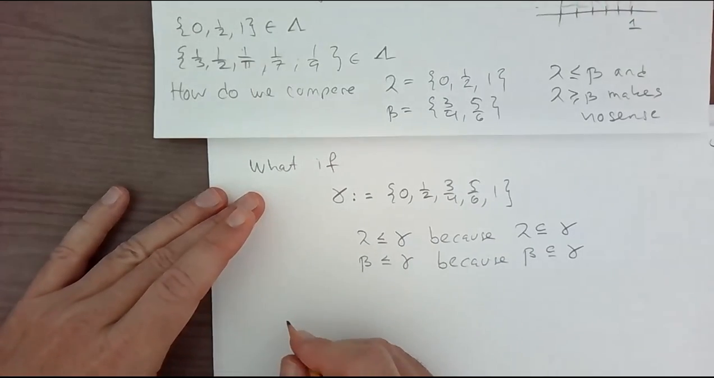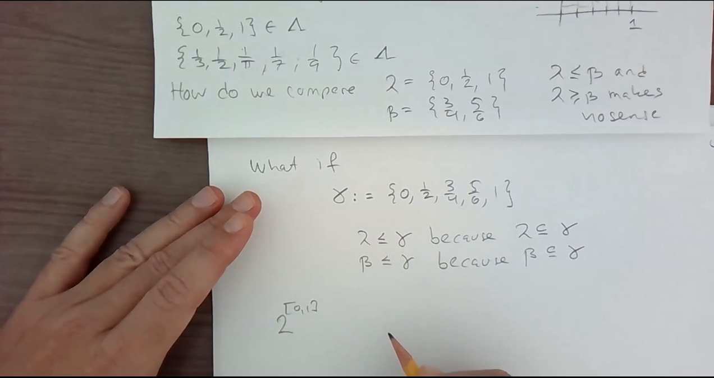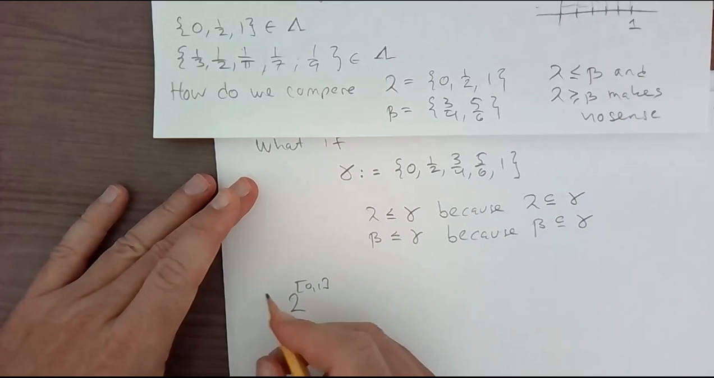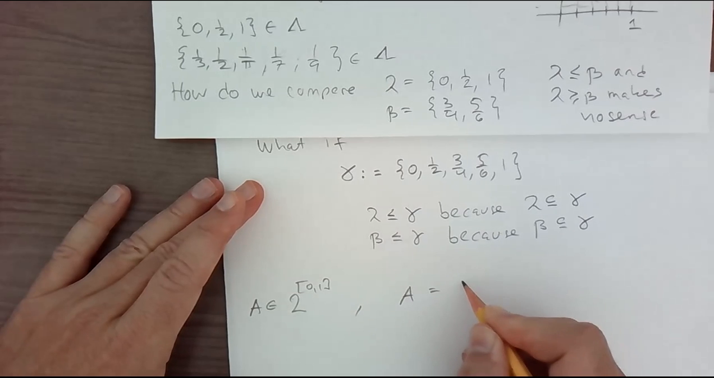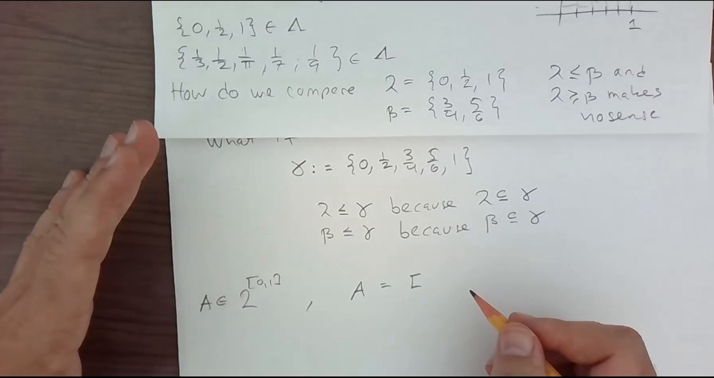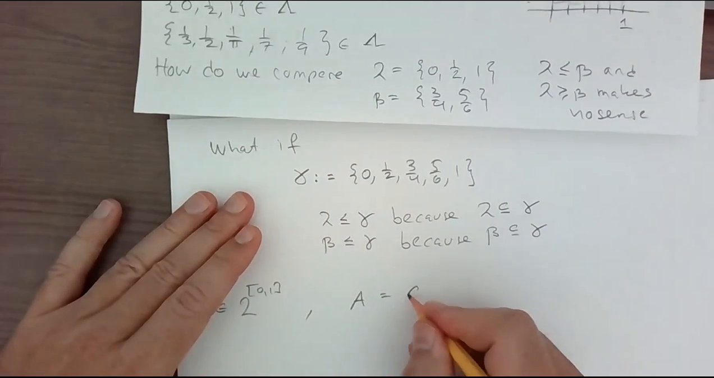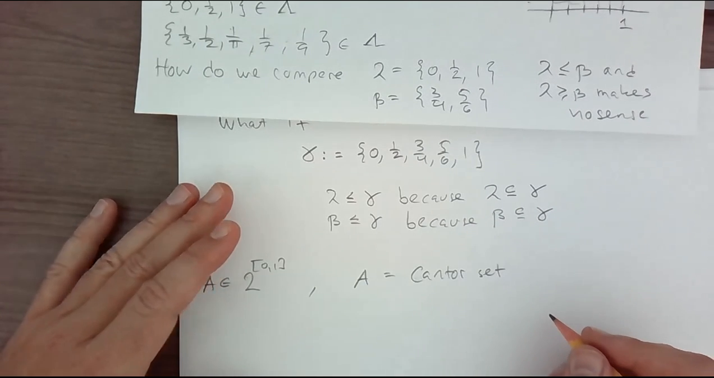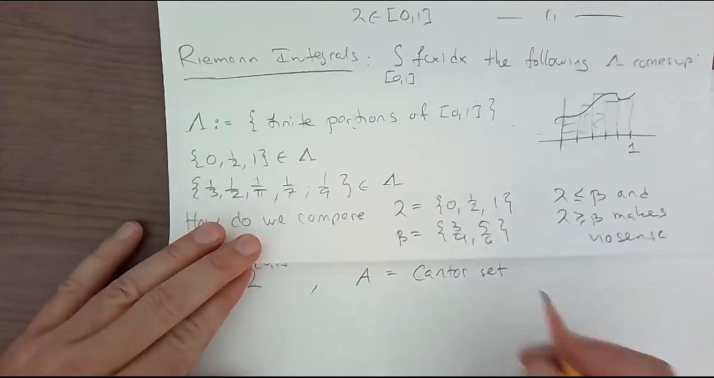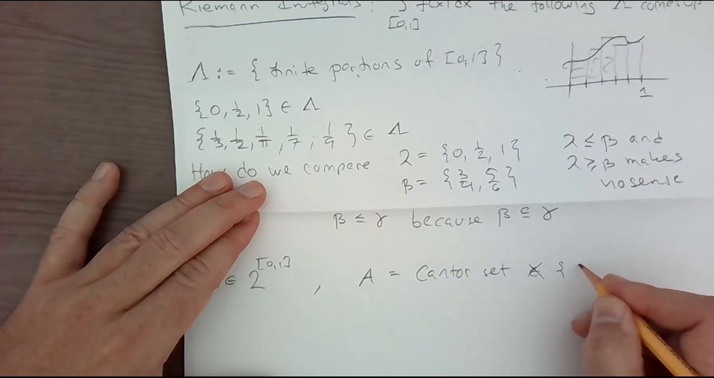If I would take 2 to the interval 0 to 1, then I could take a set A in here. This could, for example, be A is equal to, right, pick the Cantor set. The Cantor set does not belong to the set of finite partitions.